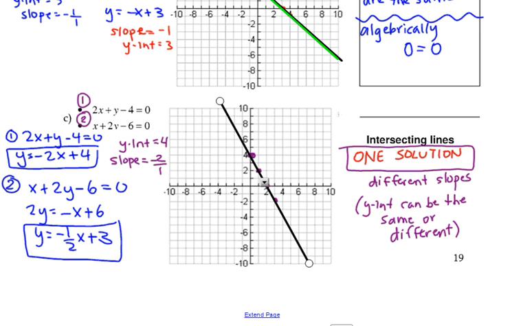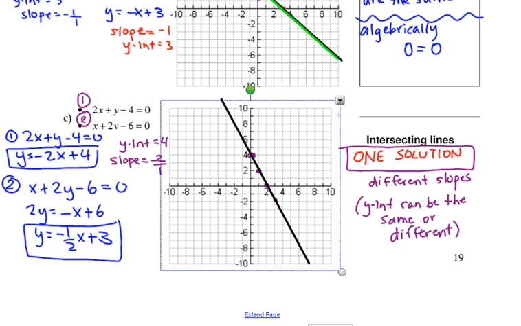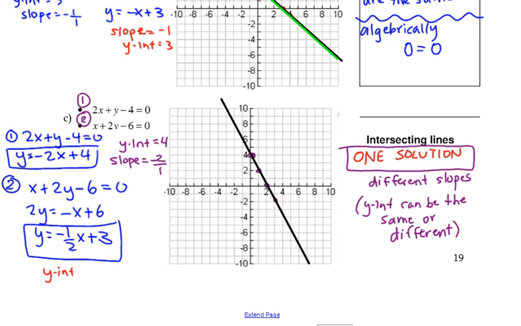Just fix that. Okay, your second equation, you should have had a y-intercept of 3 and a slope of negative 1/2. So as long as your slopes are different, so down 1, right 2, down 1, right 2, then we have intersecting lines. Their rate of change is different. They're going to cross at some point. So we'll have one solution. So those are the 3 different situations.